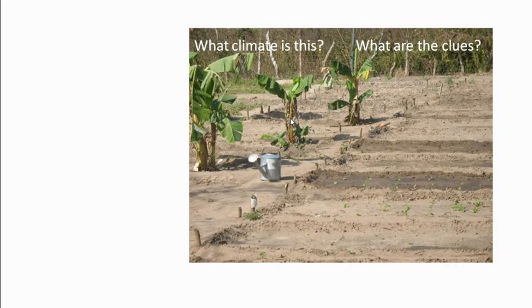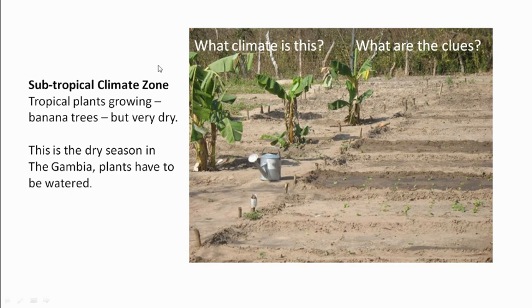What about this one? See the clue I put in here? There's a watering can. Why would you need one of them? So it can't be the equatorial zone, where it rains a lot, like it does in the Brazilian rainforest. So it must be one of the other types. Well done if you got that it's a subtropical zone. These are banana trees. It's very dry, and in subtropical zones, unlike the equatorial rainforest, you have a dry season as well. This is in Africa, in the Gambia. So at that time of year, plants have to be watered.